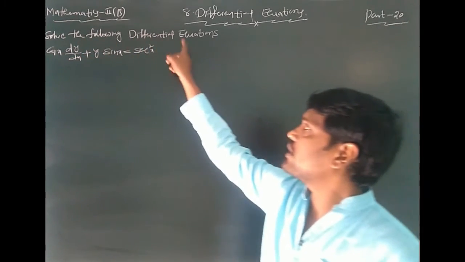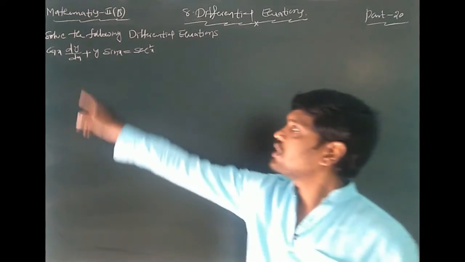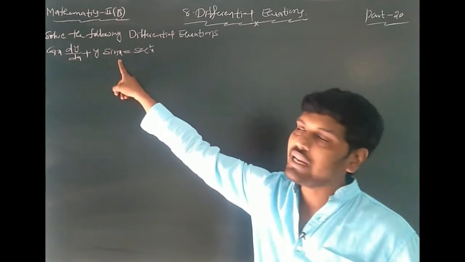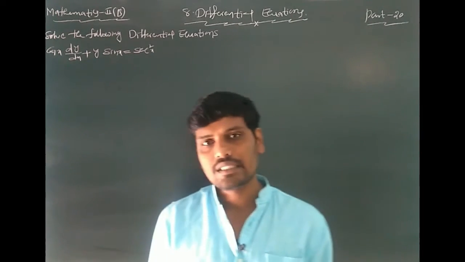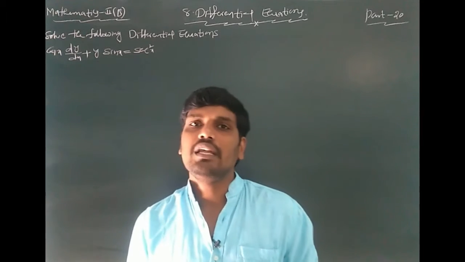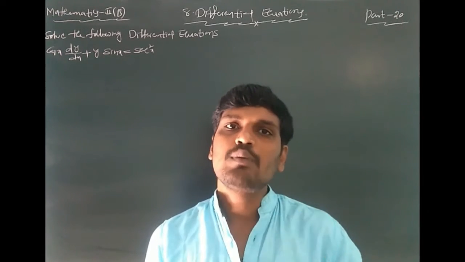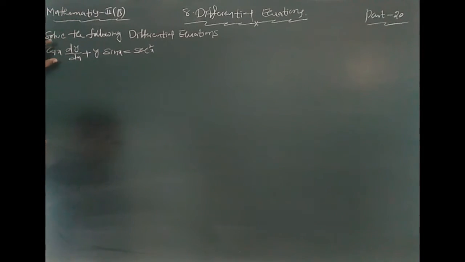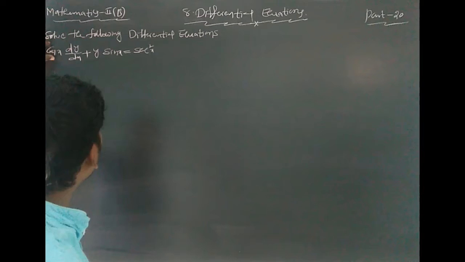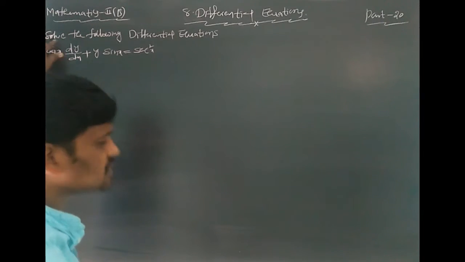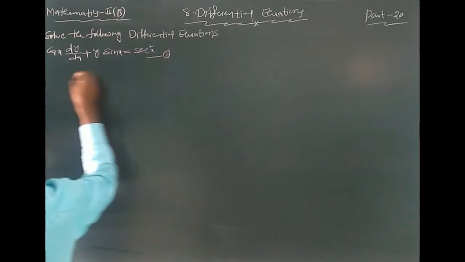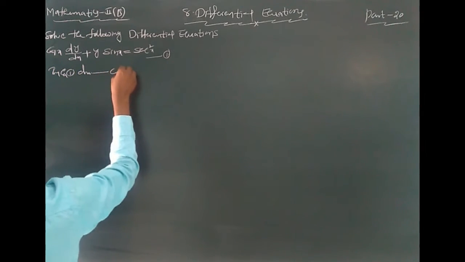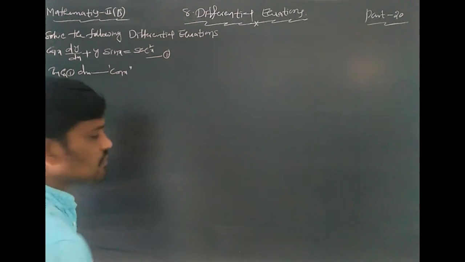Solve the following differential equation: cos x dy/dx + y sin x = sec² x. See students, in any linear differential equation form, the dy/dx coefficient should equal 1. Here it is not equal to 1, so we divide the whole equation by the cos x term. Suppose this is equation 1. In equation 1, divide both sides by cos x.